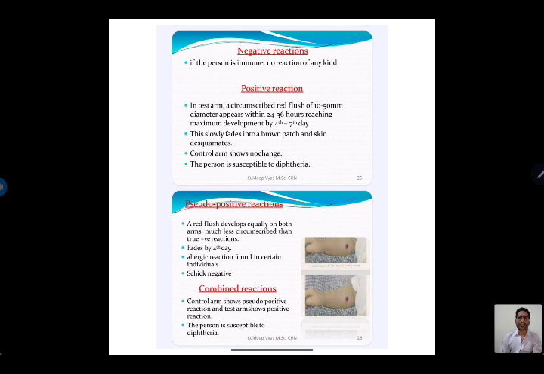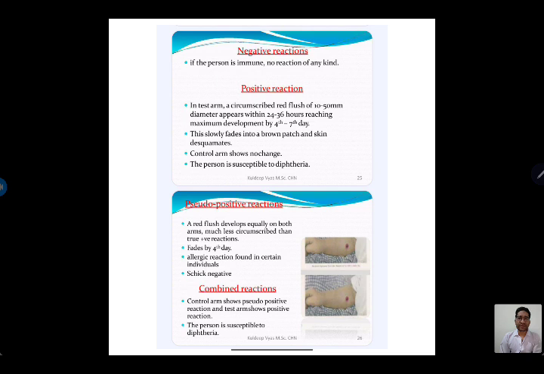Negative reaction: if the person is immune, there is no reaction of any kind. Positive reaction: in the test arm, a circumscribed red flush of 10 to 50 millimeter diameter appears within 24 to 36 hours, reaching maximum development by the 4th to 7th day. This slowly fades into brown patches and the skin desquamates. Control arm shows no changes. The person is susceptible to diphtheria.